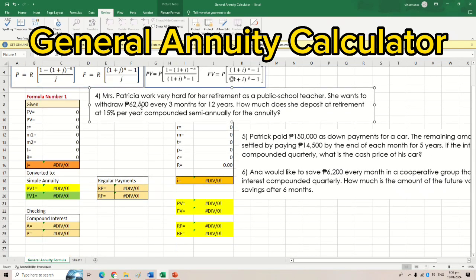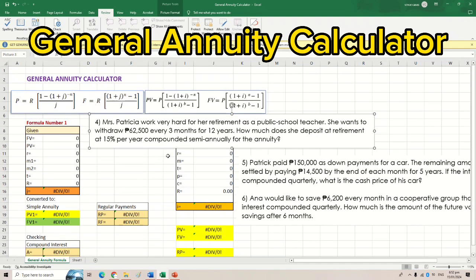We have Mrs. Patricia, who worked very hard for retirement as a public school teacher. She wants to withdraw 62,500 every 3 months for 12 years. How much does she need to deposit for retirement at 15% per year compounded semi-annually? Now let's look at the compounding period, semi-annually, and the interval of payment is 3 months, so they don't match. This is a general annuity problem. And let's try to use this number one formula first.